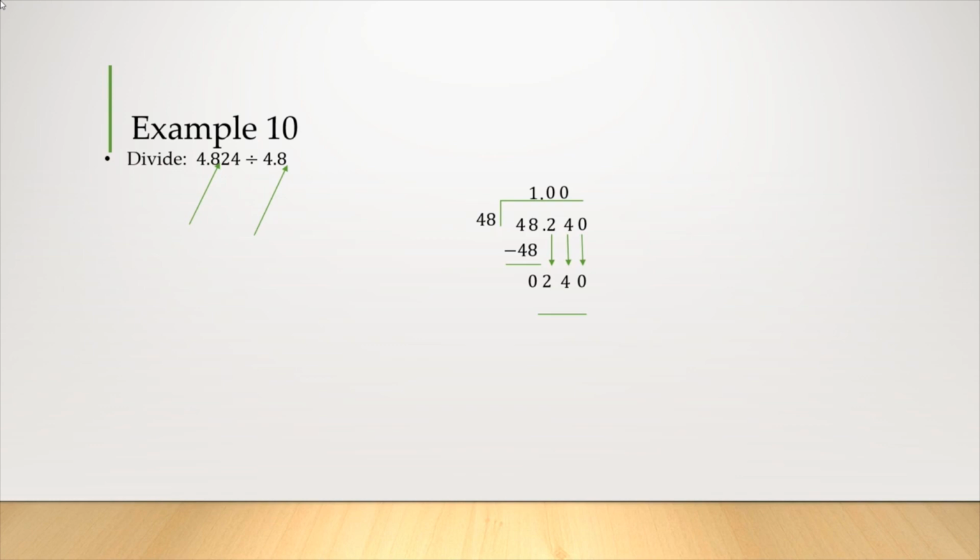Now, if you're not sure, you can use estimation. So 48 is about 50. 240 is close to 250. So that means about 5 times. 5 times 48 actually gives us 240. So we would subtract, we get 0, so we're done.